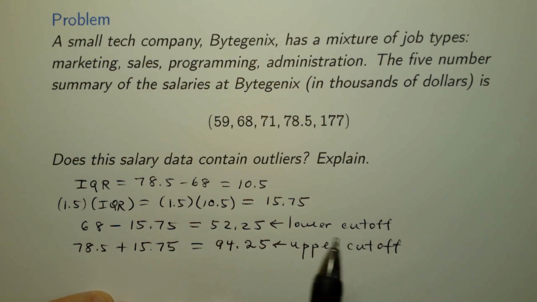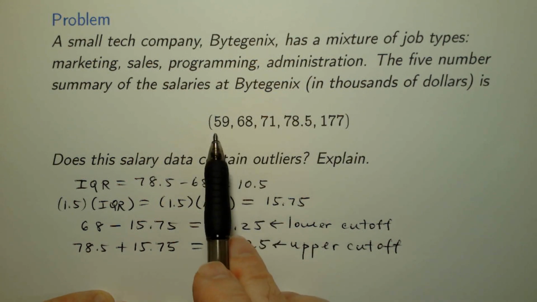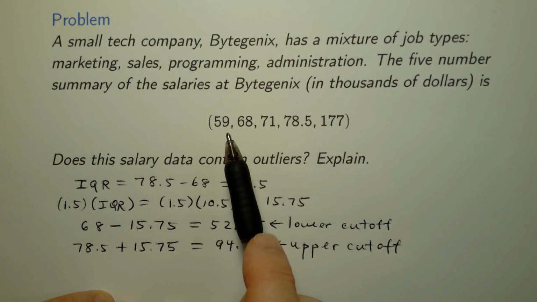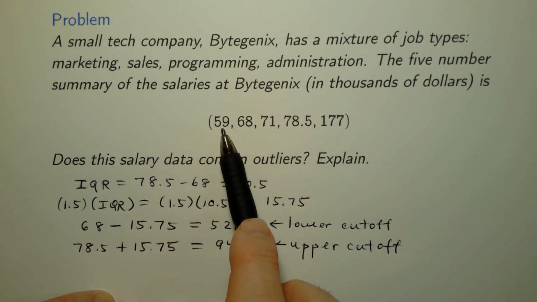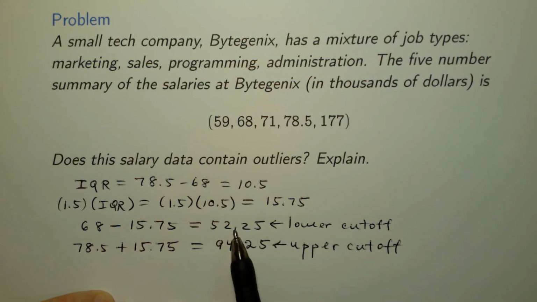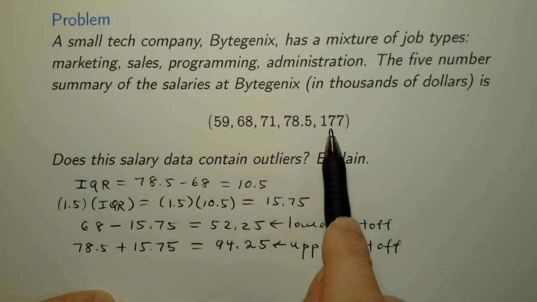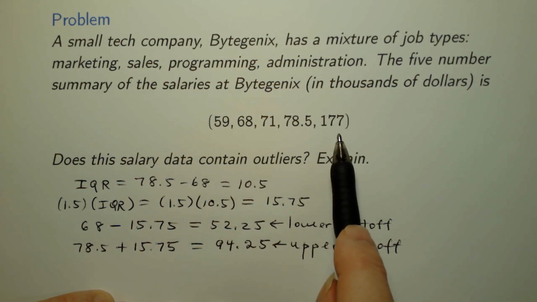Any value that's falling below the 52.25 will be considered an outlier, and any value in the data set that's above 94.25 will be considered an outlying value. Now, when we look at our 5-number summary, we can see that the smallest value in our data set, our min, is 59. And so we can see that there is no value in the data set that's falling below the lower cutoff.